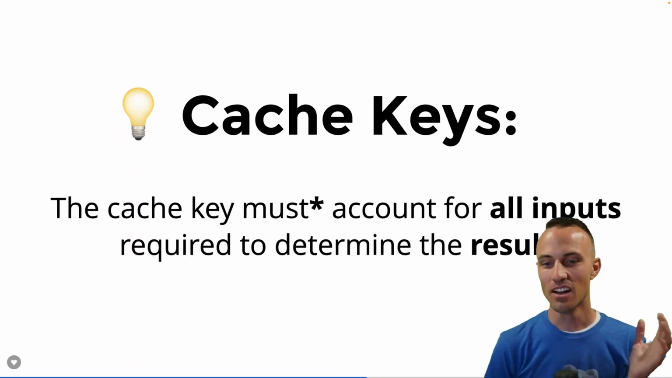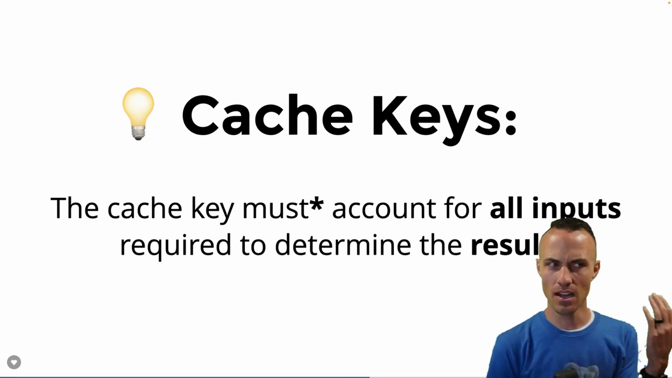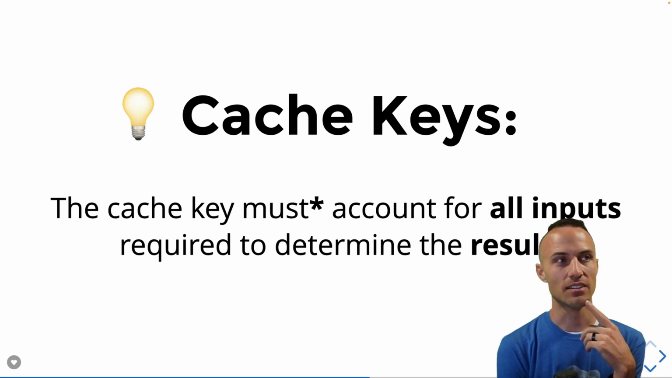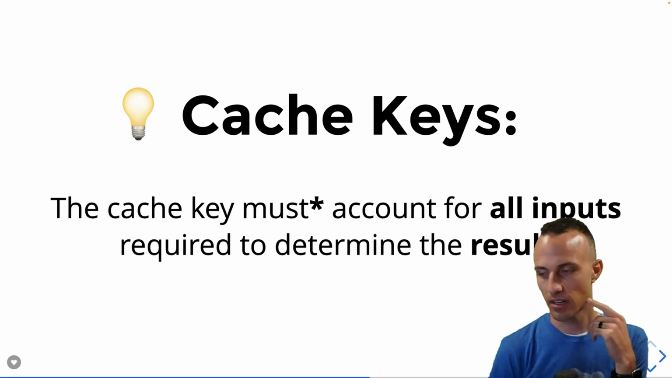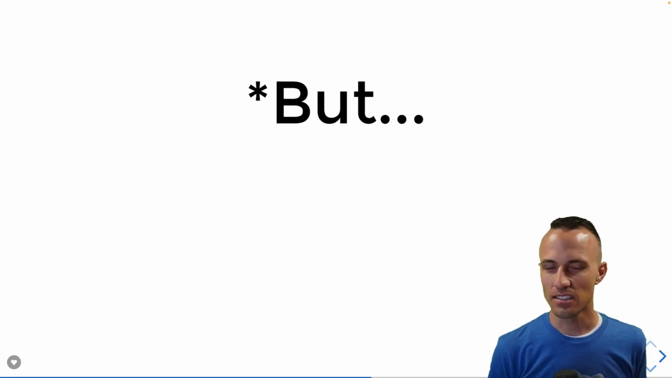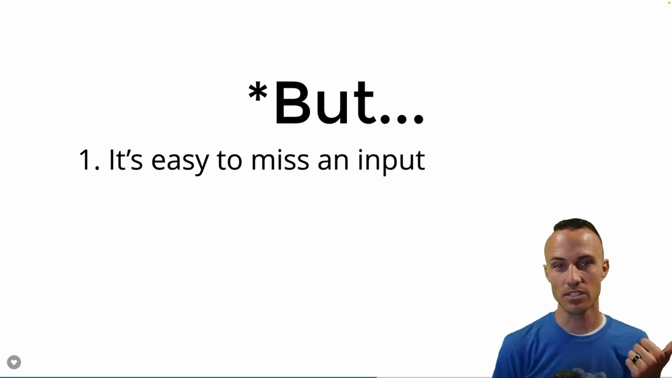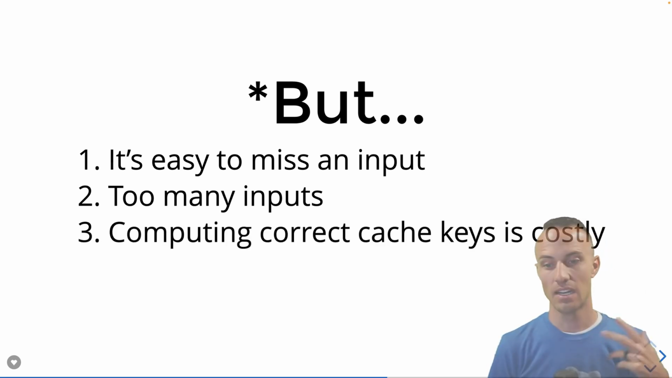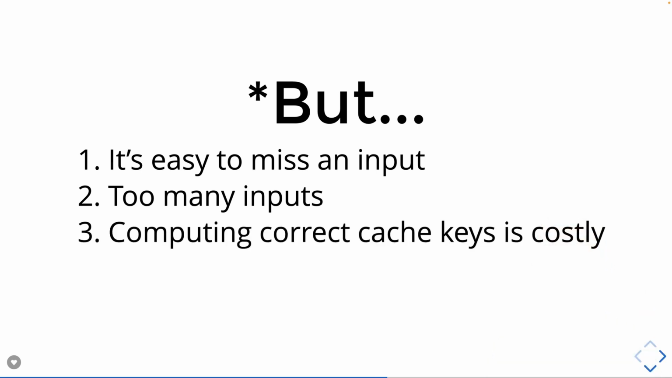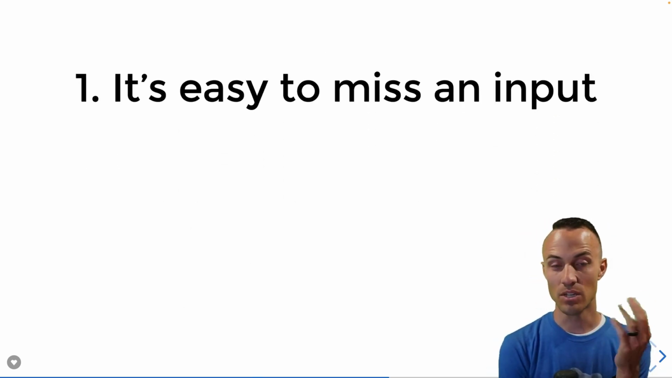So cache keys are tricky. The cache key must account for all inputs required to determine the result. Unfortunately, in our case, one of the inputs is Date.now. And so, yeah, that's not going to work. So there's a caveat to cache keys, or like we kind of end up cheating a little bit. So first, it's easy to miss an input. We'll look at examples of each one of these. You also could possibly have too many inputs, and computing the correct cache key can be costly. That alliteration is intentional. So let's talk about missing the input.